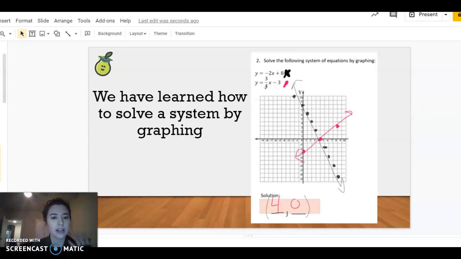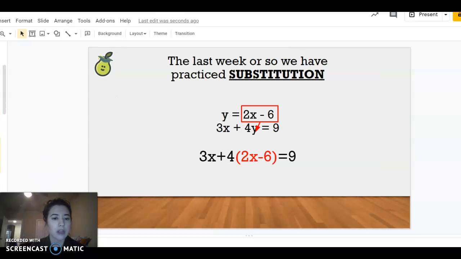The last couple of days, we've been working on methods for solving systems of equations. In the past, we learned how to graph a system of equations and solve it that way, where we graphed both lines and found where they crossed. And then, like I said, the last week or two, we've looked at substitution, where we could take one equation and plug it into the other and therefore solve for one variable. Again, we could plug this in. We only have x's now, so that would allow us to go ahead and solve for x.